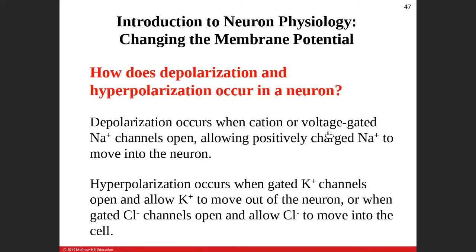So how does depolarization and hyperpolarization occur in a neuron? When depolarization occurs, we're going to have our cations, which can include calcium and sodium. When the voltage-gated sodium channels open, the positively charged sodium moves into the neuron, making the inside of the cell more positive. That's the definition of depolarization: we make the inside of the neuron more positive.